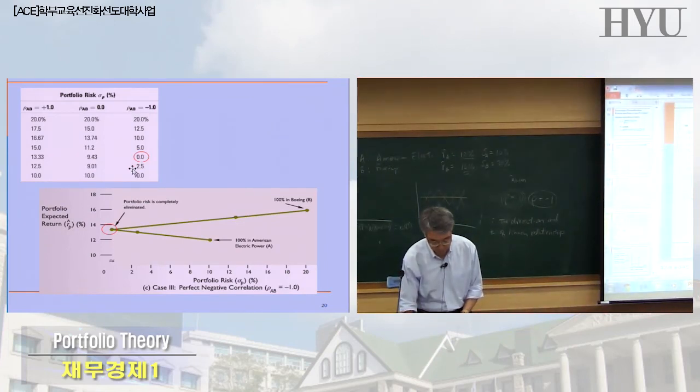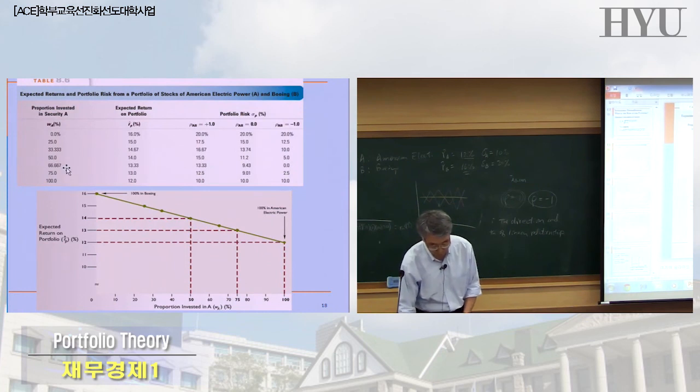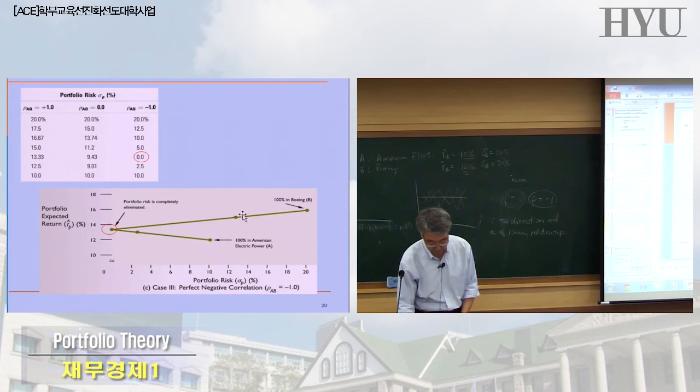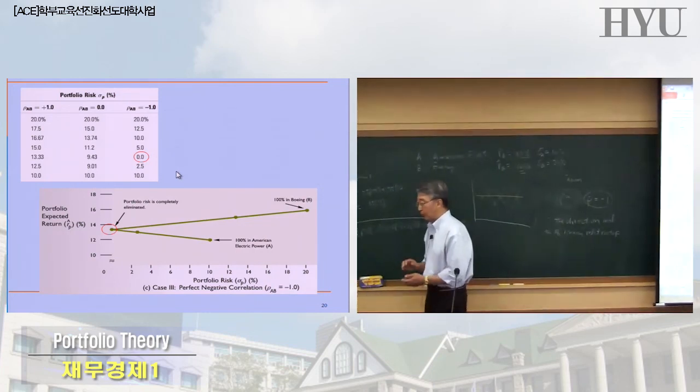So depending on the weight, here is what happens at the third line from the bottom. If you put 2/3 of your money in A and 1/3 of your money in B, then you could completely eliminate the risk. The sigma turns out to be 0. So that's the idea of this graph. That happens right here. So that's the idea of portfolio.